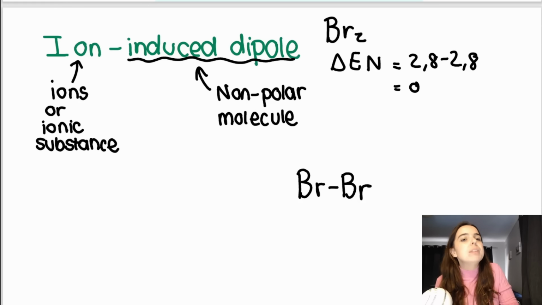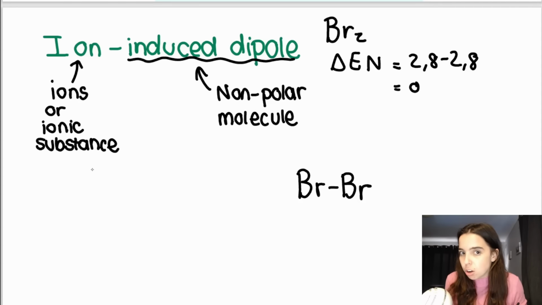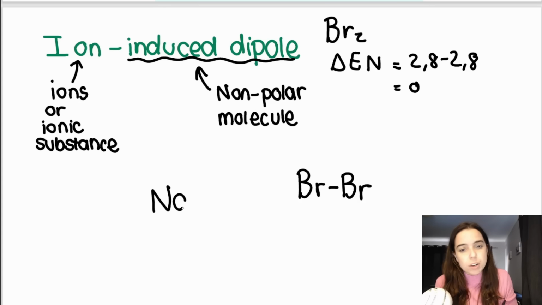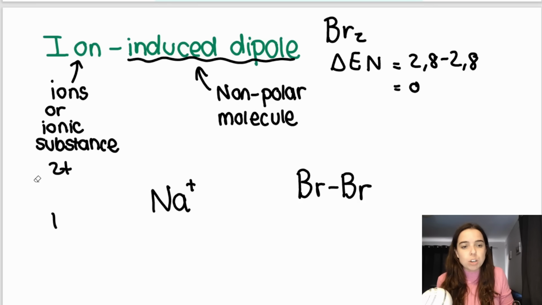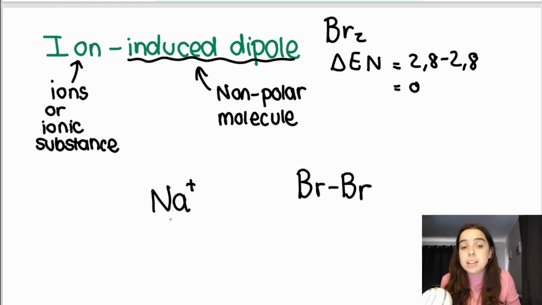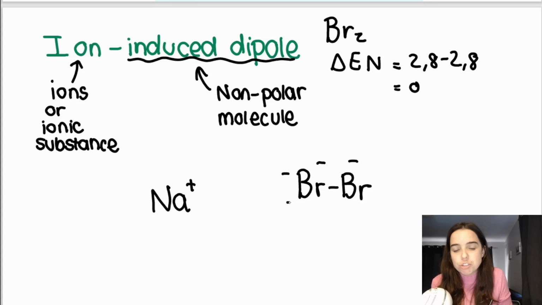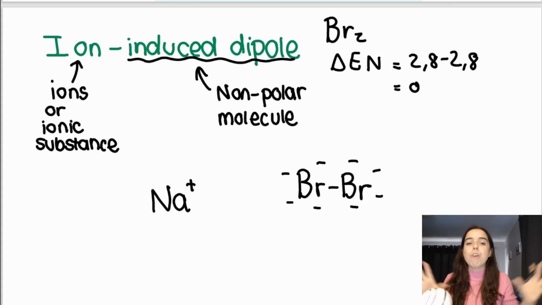Now, what happens when an ion comes along? So let's pretend it's a positive ion, such as the sodium ion. Once again, it could be any positive ion, like a magnesium ion or iron or anything really, as long as it's an ion and it comes along. It doesn't have to be positive, it can be negative as well. Now, as this ion approaches the bromine molecule, what I want you to remember as of now is that there's an even charge distribution. So think of it as the electrons are evenly distributed around the molecule.